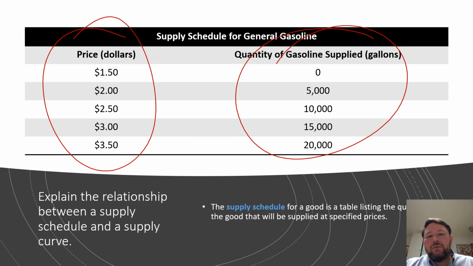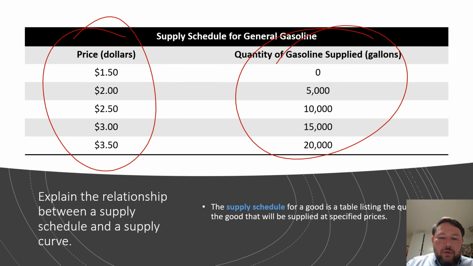But at $2, they're willing to supply 5,000 gallons. Perhaps that's a day, right? And at $2.50, 10,000 gallons. At $3, 15,000 gallons. And at $3.50, 20,000 gallons of gasoline. I'm going to go through this quickly because this is very similar to the demand schedule. This just happens to be supply.